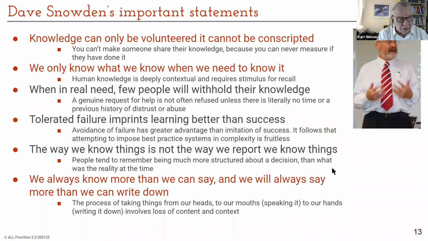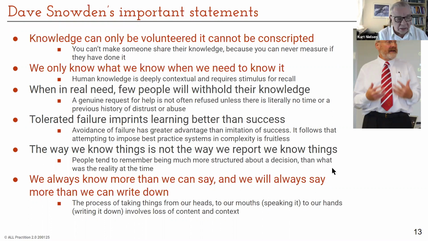The next one is the way we know things is not the way we report we know things. We construct a much nicer story about how we got to this decision than we actually did. And you can consult Daniel Kahneman if you don't believe me, but especially we are filtering out any doubt and uncertainty and construct a very convincing story about why we think this is what it is. Because we like confidence. And confidence is very often mistaken for competence. So that's the scary thing.